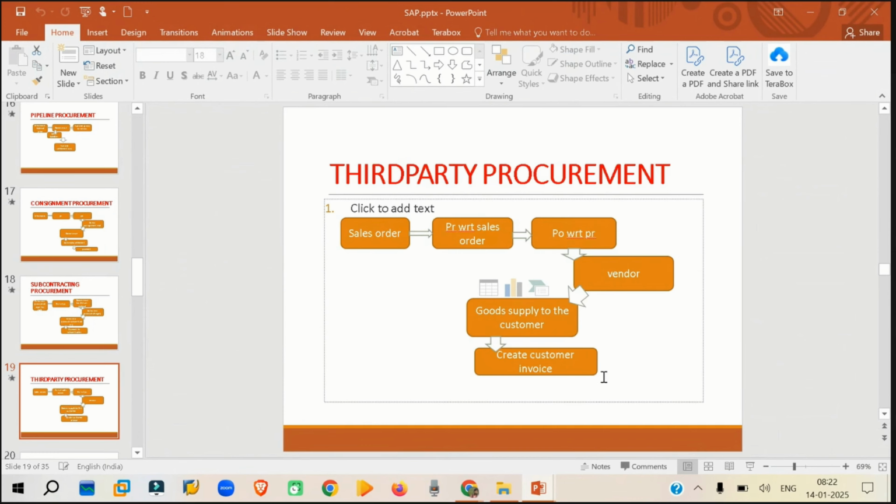Okay, then a customer invoice will be created, and you have to settle or pay the customer invoice. Okay, so we will discuss till this point.